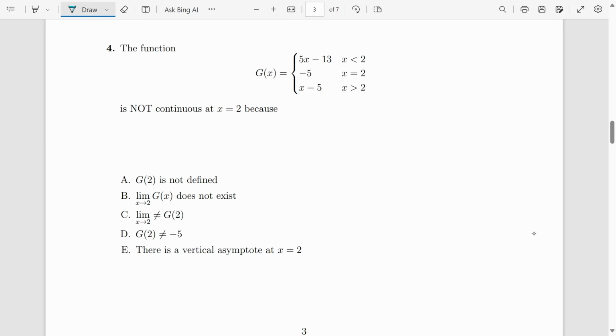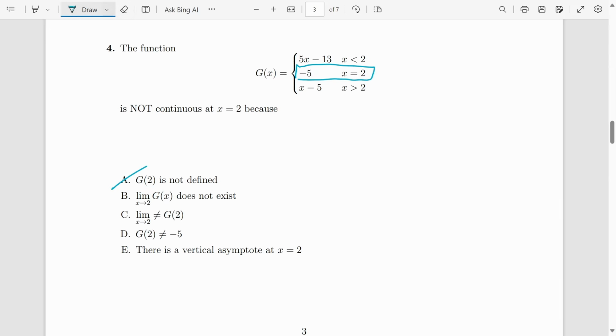All right, let's go through each of these one by one. I think that's our best bet. So, A, g of 2 is not defined. Well, that one can't be right because it is defined at x equals 2. When you plug in 2, it'll use that definition there, and the output is -5. So we know that one can't be true.